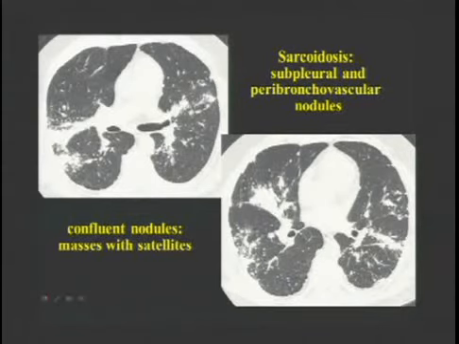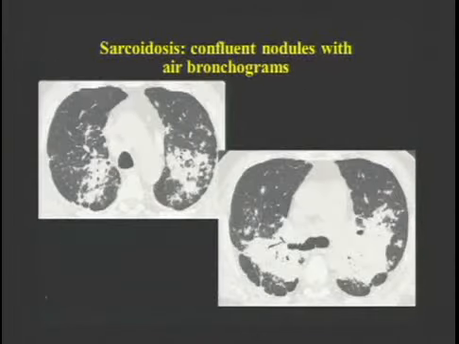And you can see in relation to the periphery of these some satellite nodules, and you could call that the galaxy sign if you wished. Sarcoid, again, with confluent parahilar nodules, some air bronchograms, and then adjacent to the periphery of these masses, you can see satellite nodules, and taken together, again, that is called the galaxy sign.